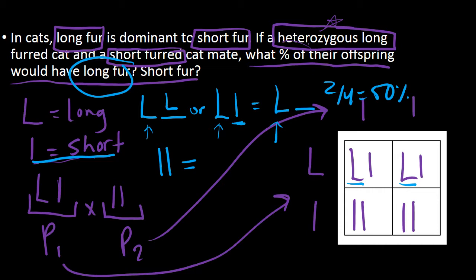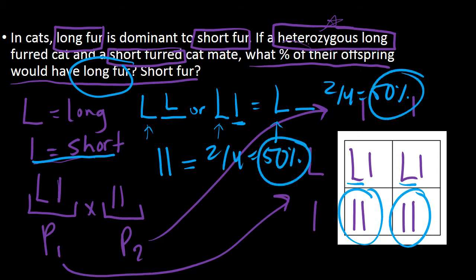So how many of the kids have two lowercase? 1, 2. 2 out of 4, 50% of the kids will have short fur.